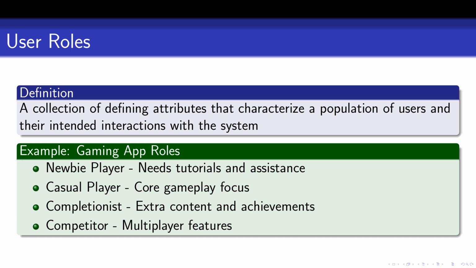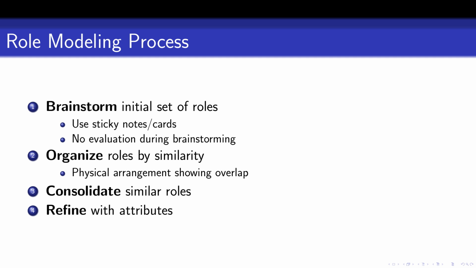User roles help define the various types of people interacting with your system. For example, in an e-commerce platform, roles might include shoppers, sellers, and administrators. Each role has unique needs, which help guide the creation of relevant user stories. To define roles, brainstorm initial ideas, group similar roles together, combine similar roles, and refine their attributes, such as their goals, technical expertise, and frequency of system use.